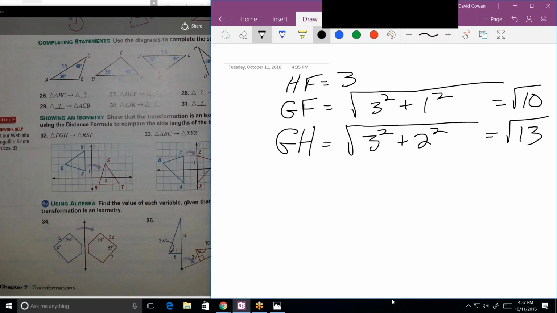In other words, that does not simplify, nor does the square root of 10. I could turn the square root of 10 into square root of 2 times square root of 5, but that's not a simplification. That's 2 terms instead of 1. So if I cannot pull a whole number out of it, I cannot simplify. So here are our 3 distances.